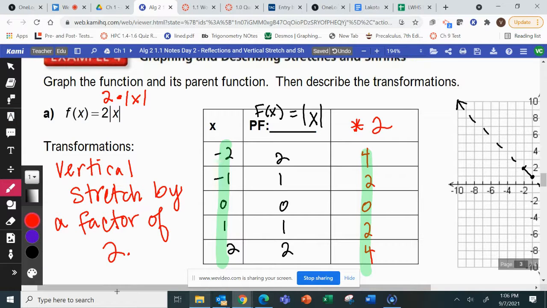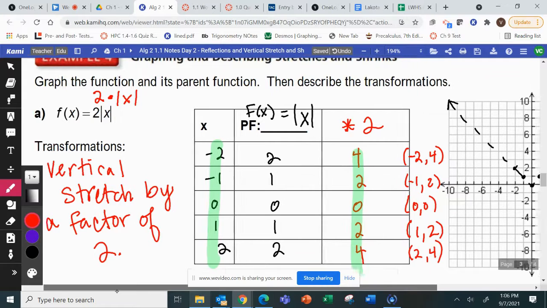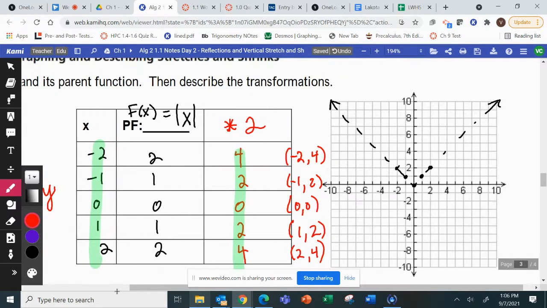You always graph the outside x, comma, outside y when you make tables. I'm writing the ordered pairs. You don't have to write the ordered pairs. You should be able to see them. But just in case you don't know where I'm getting them from, I wrote them. And then I can come over here and I can graph -2, 4, -1, 2, 0, 0.